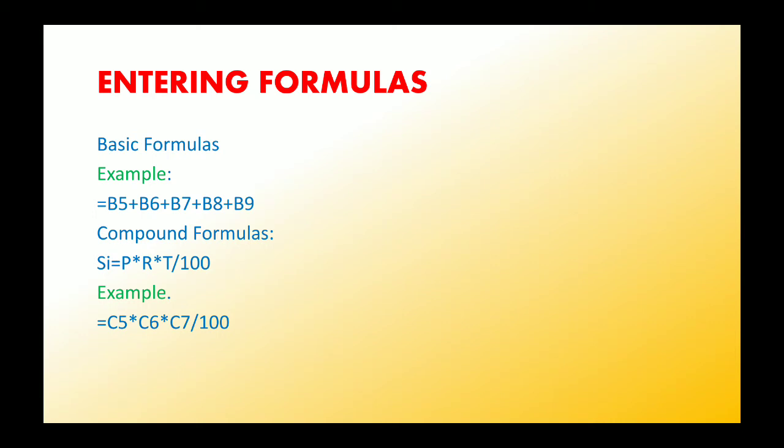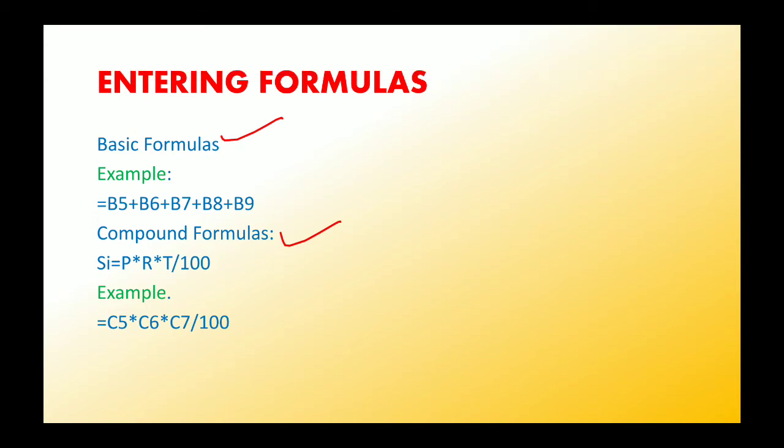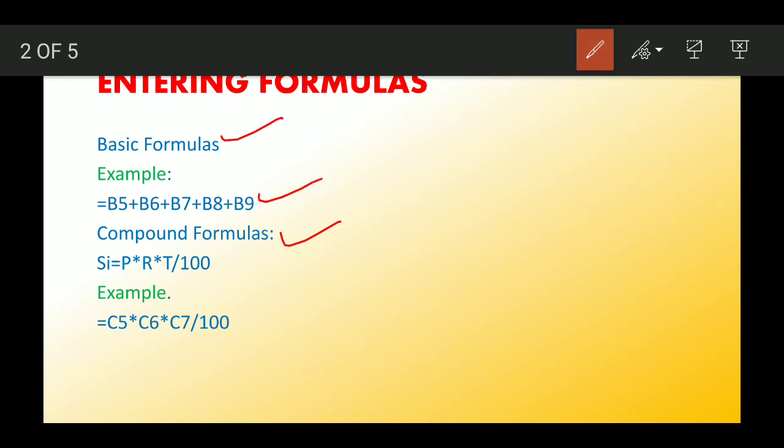To enter formulas, we have two kinds of formulas in MS Excel. The first kind of formula is the basic formula, and the second kind is the compound formula. Before going into detail, you can see that the basic formula will look like this. For example, equal to B5 plus B6 plus B7 plus B8 plus B9. Actually, this is a basic formula.